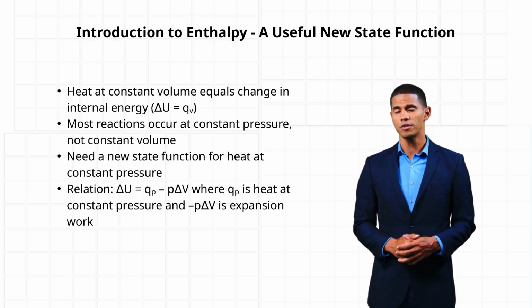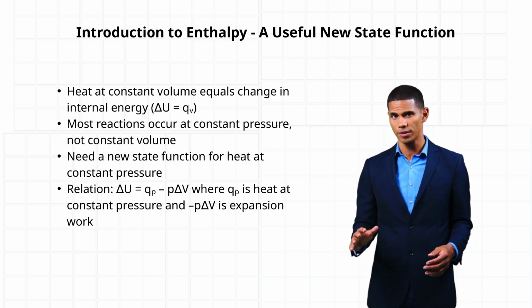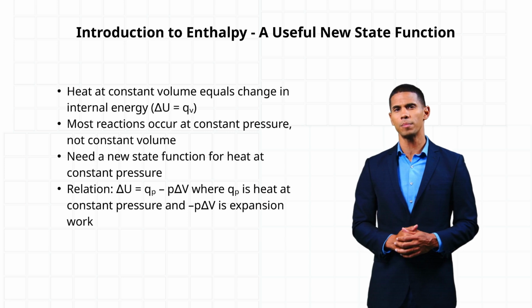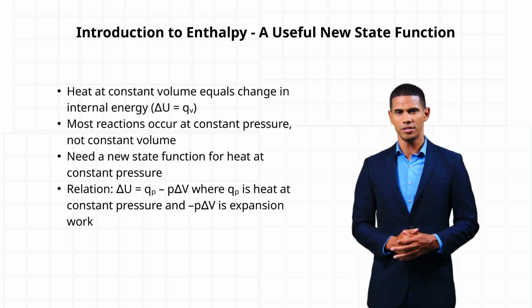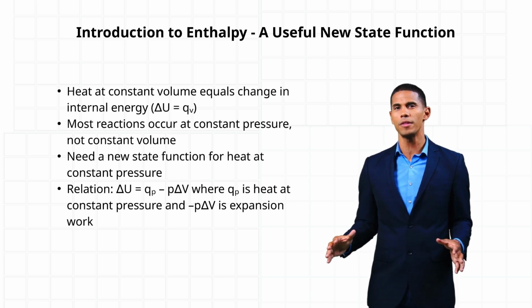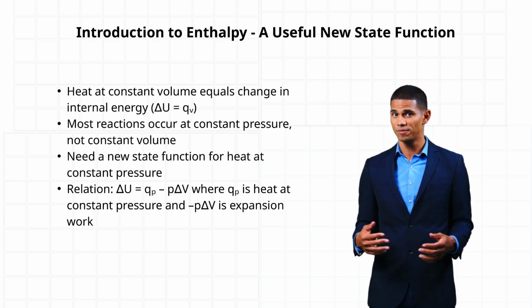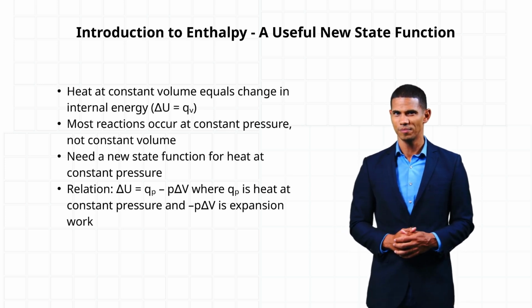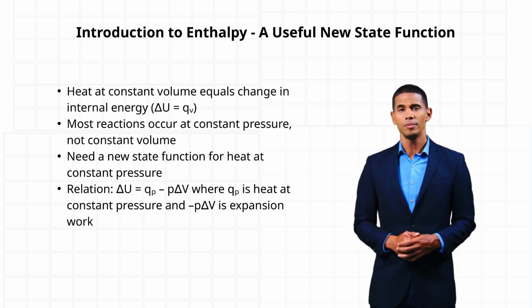The key relation you see here tells us that the change in internal energy, delta U, equals the heat absorbed at constant pressure, Q subscript P, minus the pressure times change in volume, P times delta V. The term minus P delta V represents the work the system does when it expands or contracts. This fundamental insight sets the stage for defining a very important thermodynamic quantity called enthalpy, our star topic today.